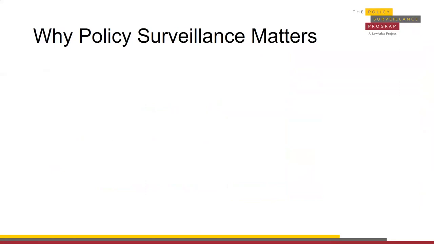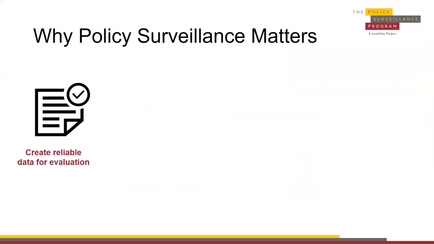But why is policy surveillance important? Because the end result is empirical legal mapping data that can play an important role in improving population health. As I just said, it creates reliable data for evaluation. The detailed data produced supports a more nuanced analysis and evaluation than simple observation of whether a law on a certain topic exists or not.